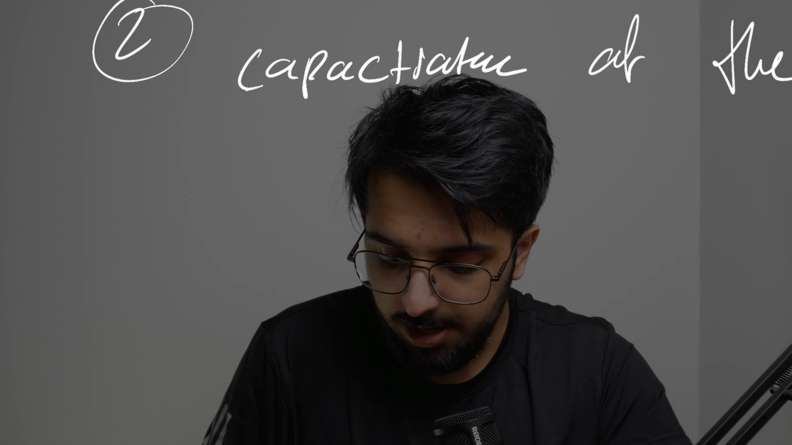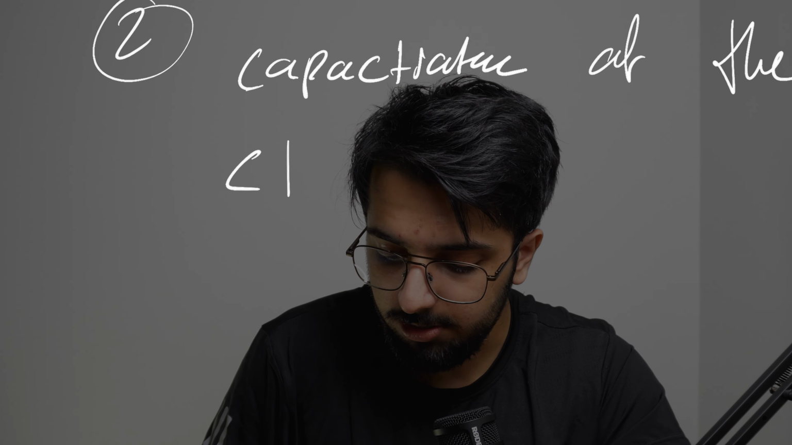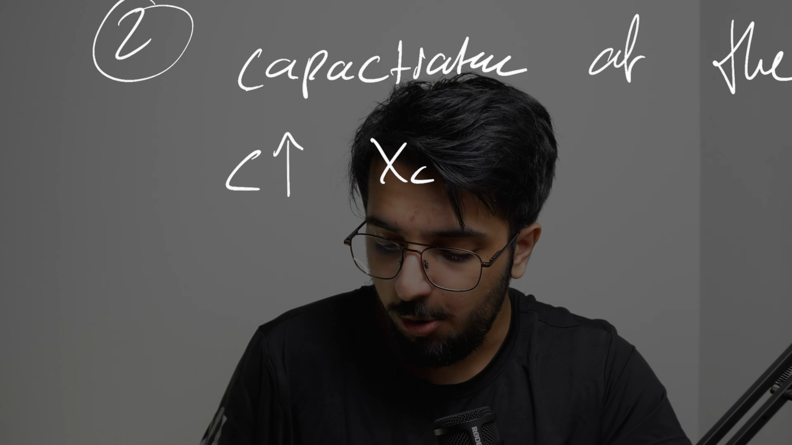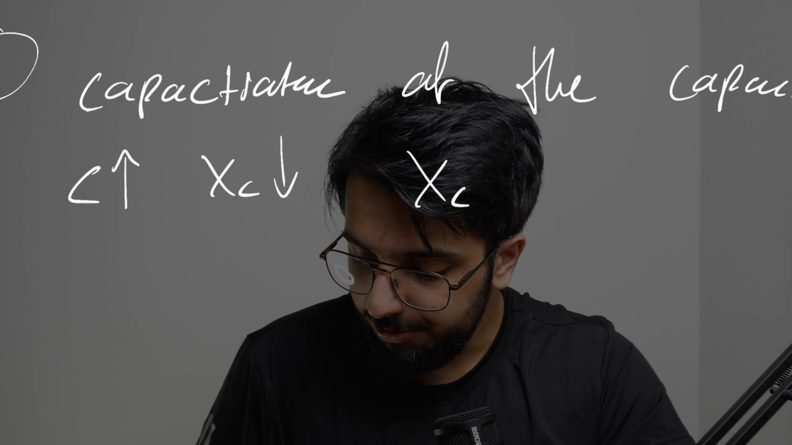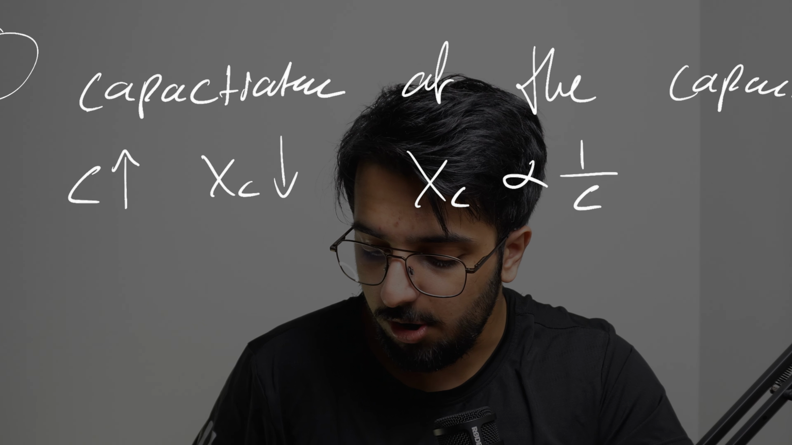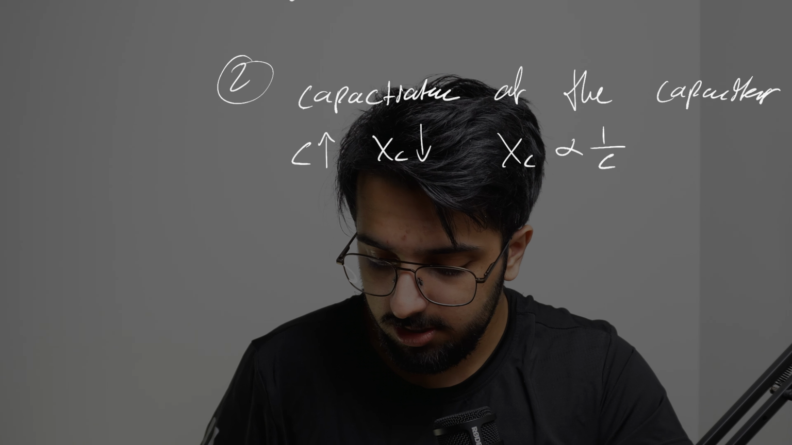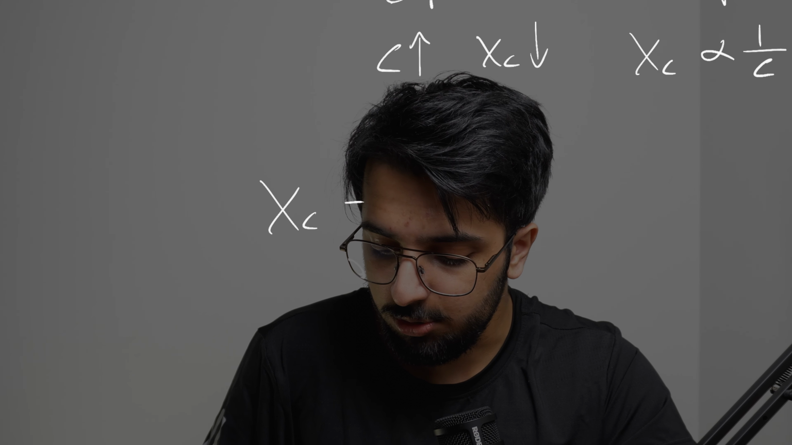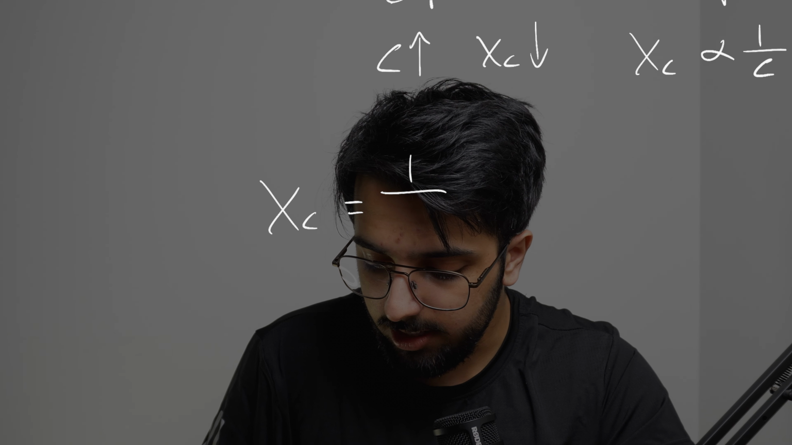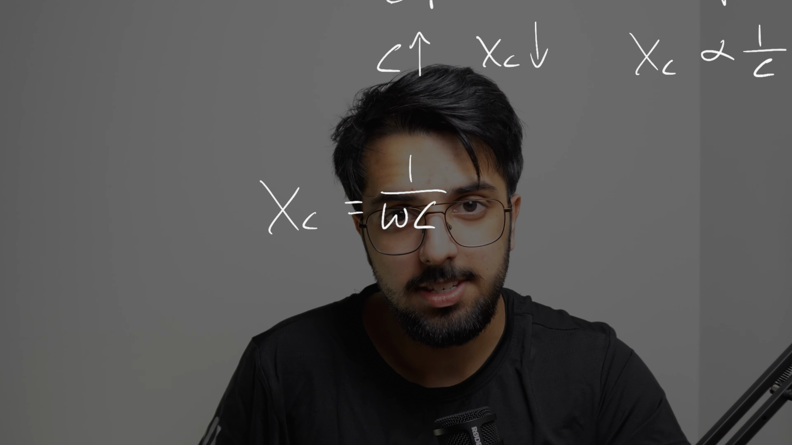And so once again, if the capacitance of our capacitor is increased, the reactance of our capacitor will decrease. And so we can say that the reactance of our capacitor is inversely proportional to the capacitance of the capacitor. And so from this, we can form an equation, and we can say that the reactance of our capacitor is equal to 1 all over the angular frequency multiplied by the capacitance, okay?